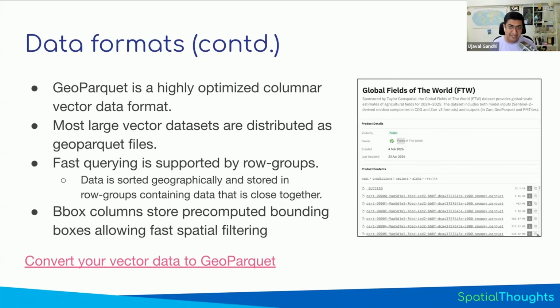If you have some vector data and you'd like to convert it to GeoParquet, I have linked to this nice tool called GPIO, which allows you to convert your regular vector data into optimized GeoParquet files.